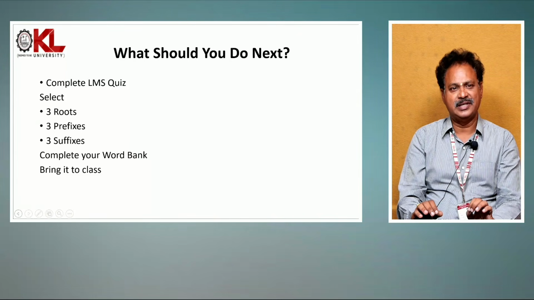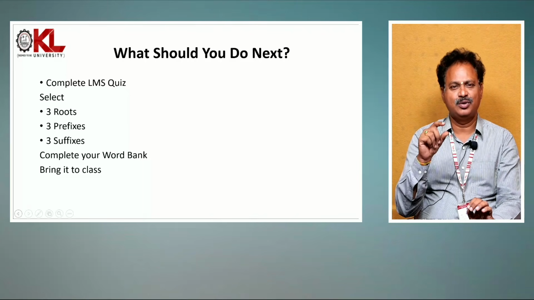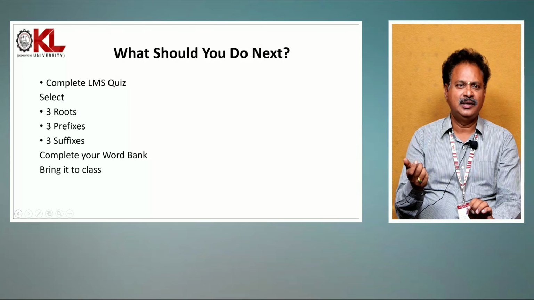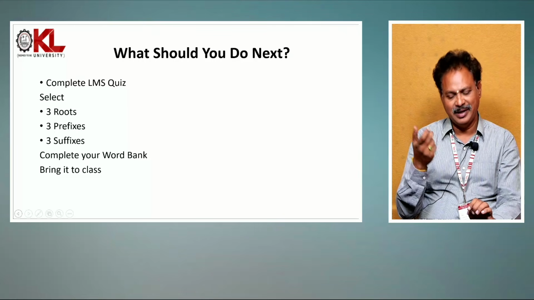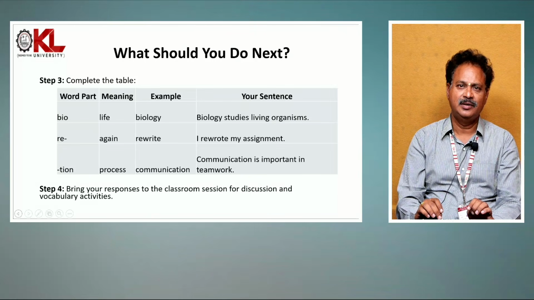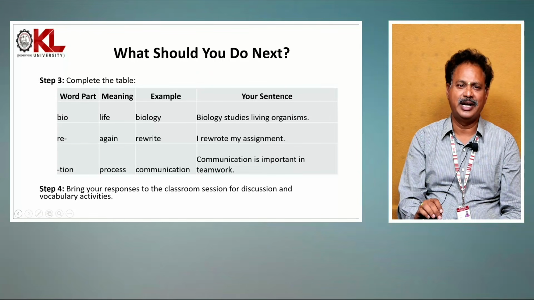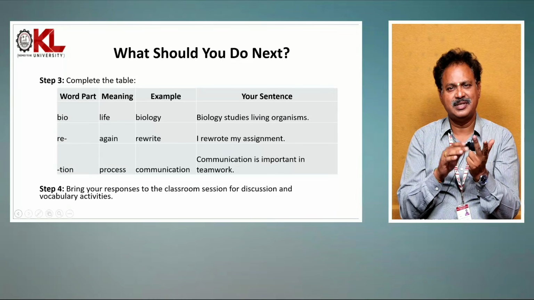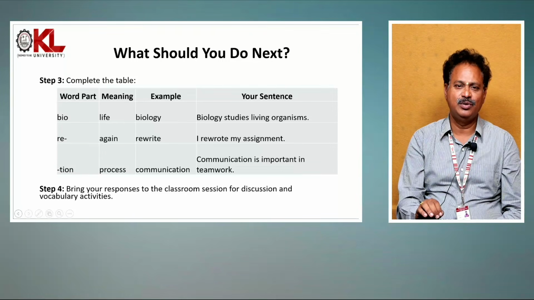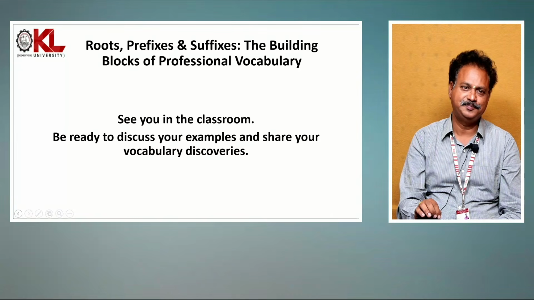So what do you do next? Once you complete watching this video, there is a short quiz available in your LMS, right? So take the quiz and then select 3 roots, select 3 prefixes and select 3 suffixes and create your own word bank and bring it to the class, right? Then complete the table also. This table is available in the student handbook given to you. So select 3 root words, 3 prefixes and 3 suffixes as per the suggestion given to you. Write them like the template is given: word, part, meaning, example and your own sentence, right?